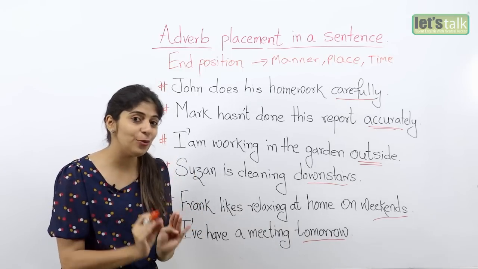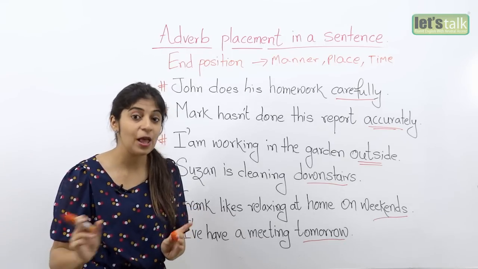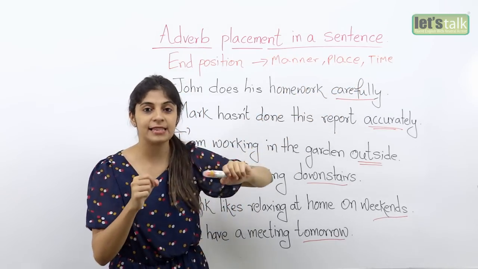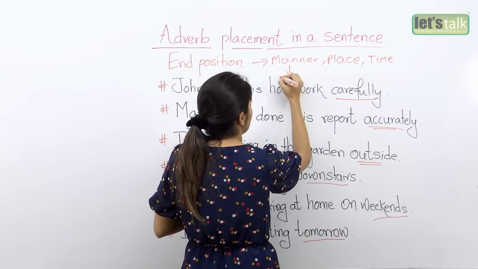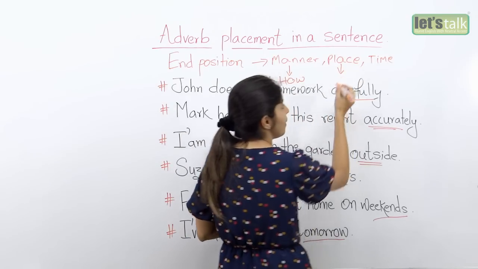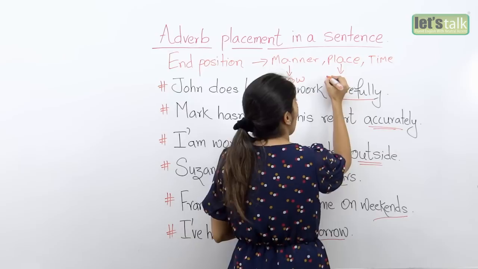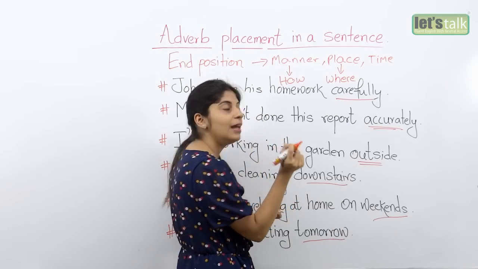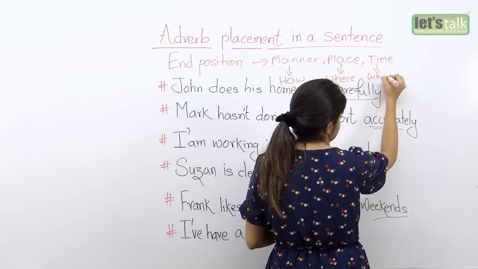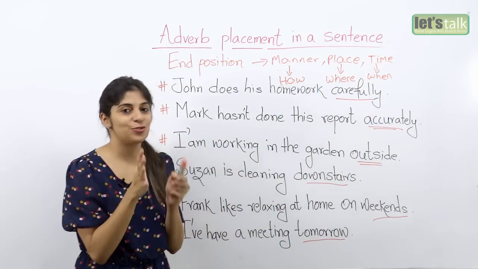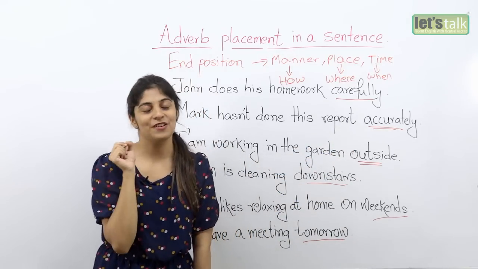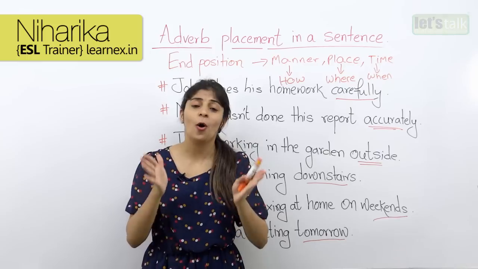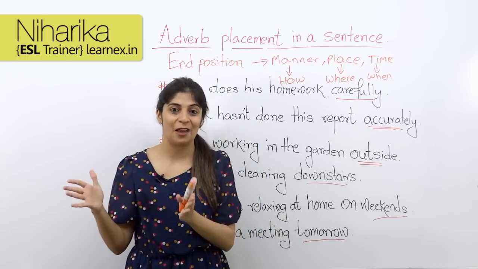So always remember, when you have to place an adverb at the end, you use these three types of adverbs. The adverbs of manner tell us how something is done. Adverbs of place tell us where something is done. And adverbs of time tell us when something is done. And these three adverbs will always be placed at the end of a sentence. So that is the adverb placement for you in English. Hope this is clear to you, and hope you can understand when to place the adverb in a sentence.